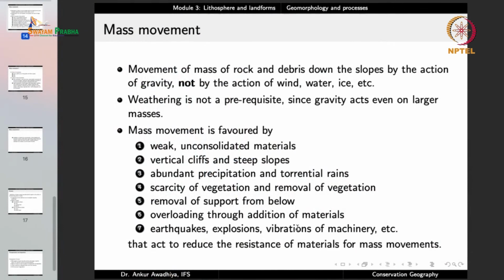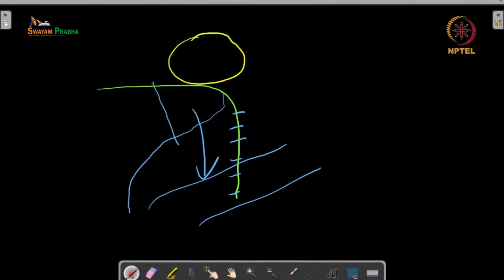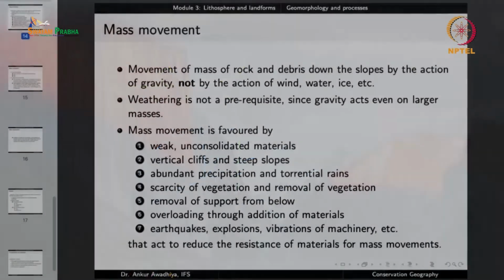Overloading through addition of materials. Suppose you have this situation, and because there was a person who had this land, he tried to create a house here, adding to the load. So that will also aid in the mass movement. Because of an excessive load, this portion will fail much more easily.